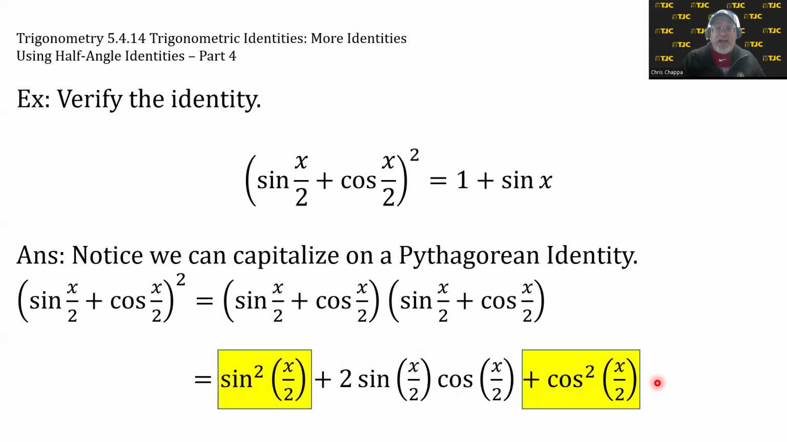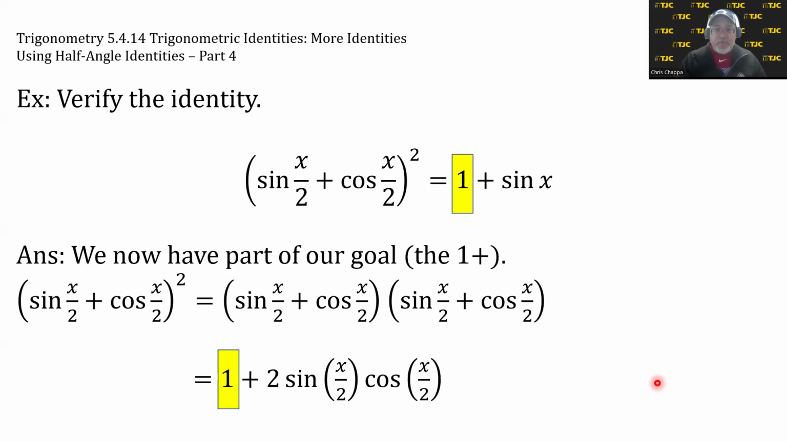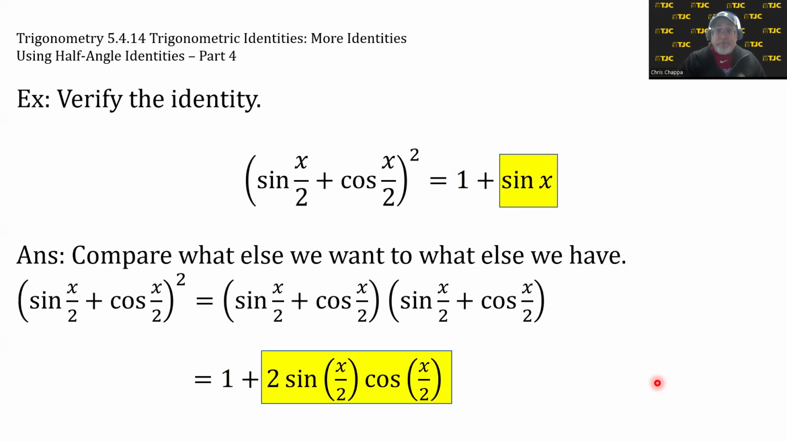So our expression collapses from what you see on the bottom line to 1 plus 2 times sine of x over 2 cosine of x over 2. Now we have the 1 plus part of our goal. But compare what we want, which is sine, to what we have, which is 2 sine x over 2 cosine x over 2. Something's got to give.